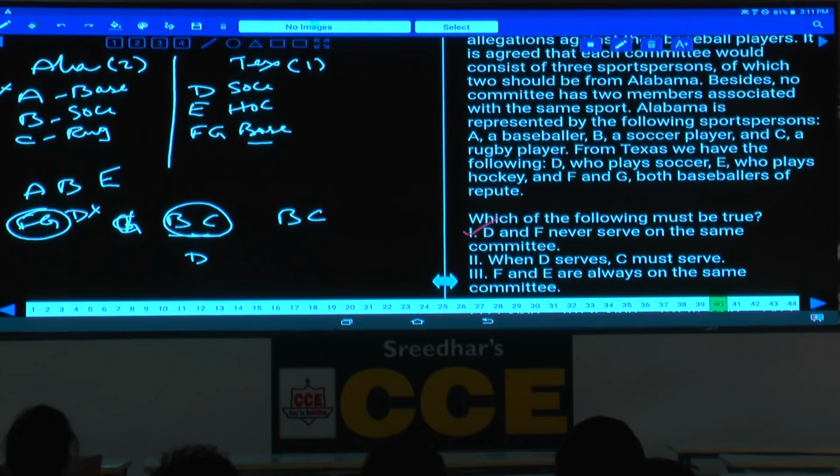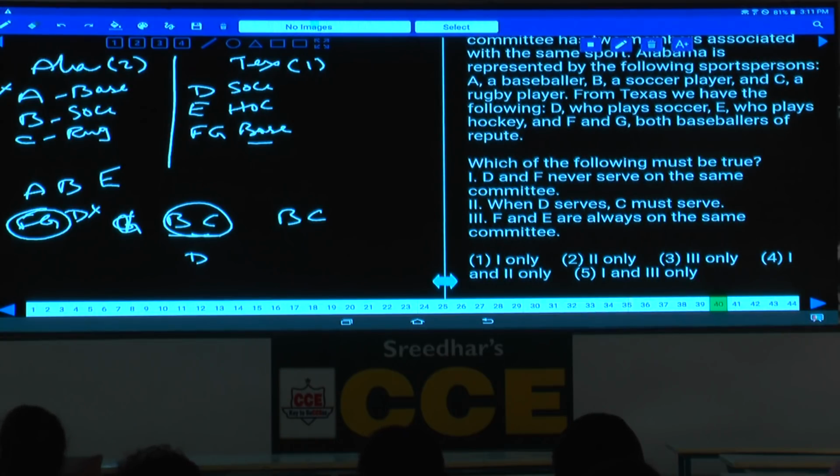When D serves, C must serve. Why? D is here, and D is soccer. B is against soccer, so B cannot be there. As B cannot be there, A and C must be there. Hence, if D serves, then C must also serve along with him. F and E are always on the same committee: that is false, because 2 persons from that group are ruled out. So only 1 and 2, choice 4. And this is about question number 40.